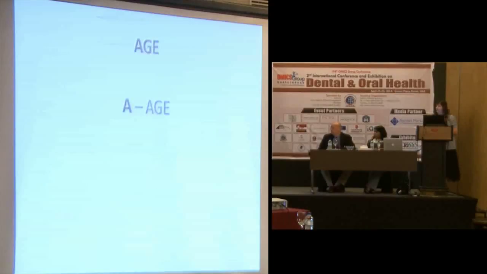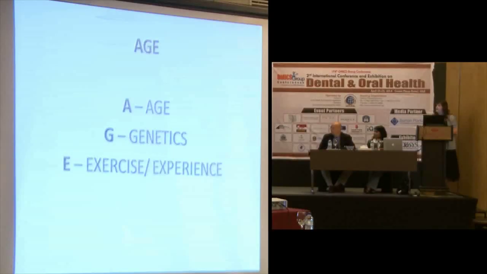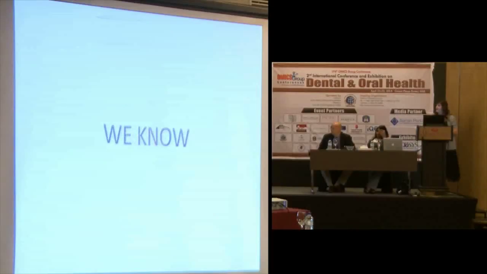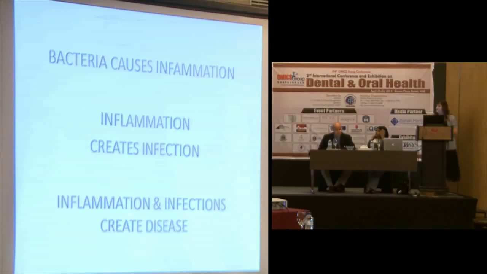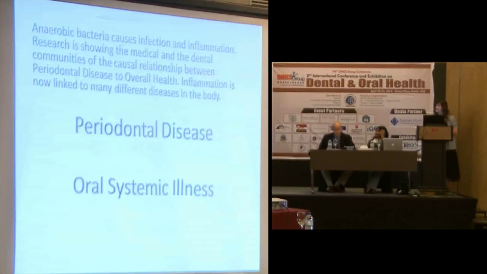Age is how old they are. Genetics, what other things that we're looking at, and the E, which was supposed to be environment. On the other PowerPoint, it did get changed. So these are all the things that we look at, taking into account the multifactorial part of gum disease. We know that the bacteria causes the inflammation, and inflammation creates infection. The inflammation and infection creates disease.